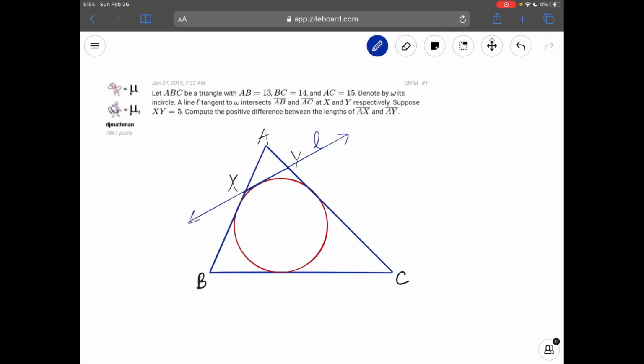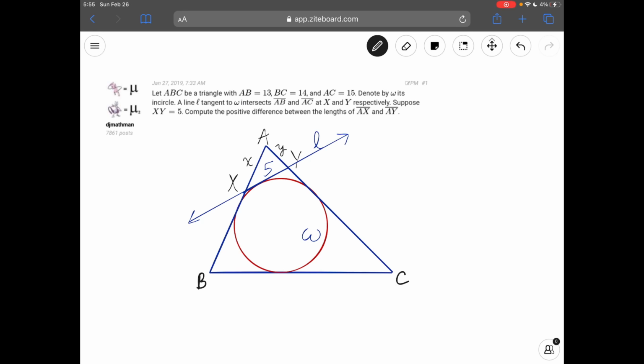I've drawn triangle ABC here, which has side lengths 13, 14, and 15, as well as a line L that intersects AB and AC at X and Y, where XY is equal to 5. XY is also tangent to triangle ABC's incircle, known as W. And we want to find the difference between the lengths AX and AY. Using this info, we can label AX as the variable x and AY as the variable y.